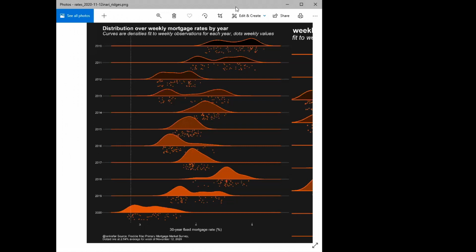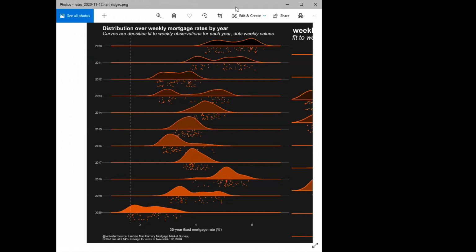Within each year, the points are jittered vertically. So the vertical distance within a year doesn't really mean anything. What matters is the position on the x-axis. But the vertical jittering prevents overplotting and gives you a sense of a rain cloud effect. The cloud above the points is a density curve fit through those observations.